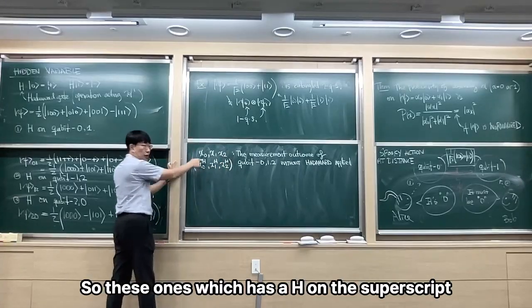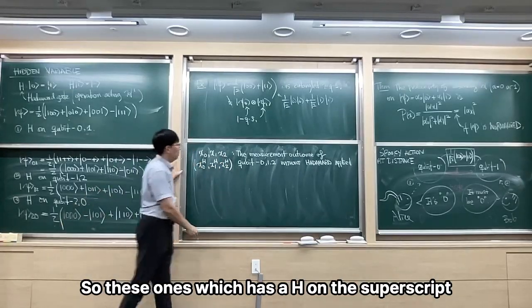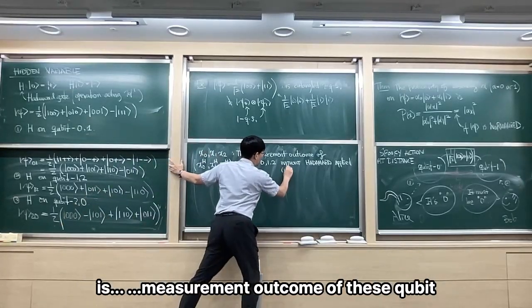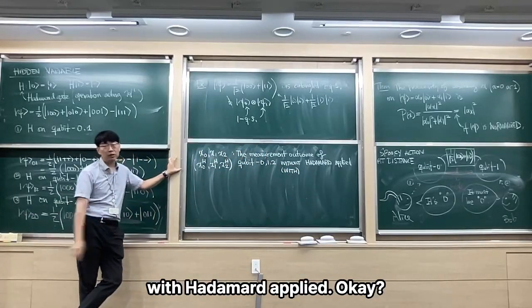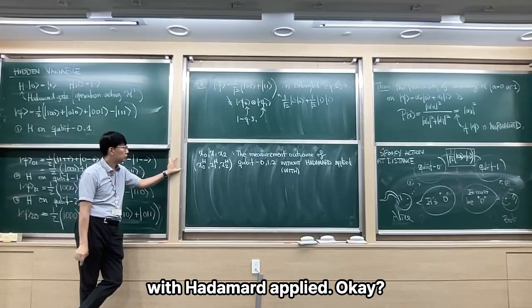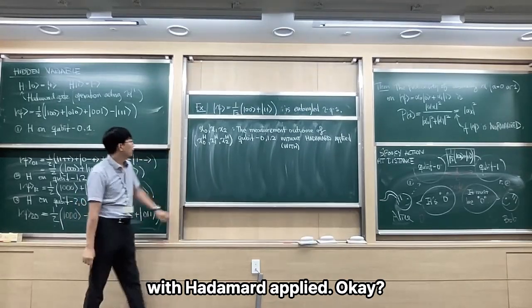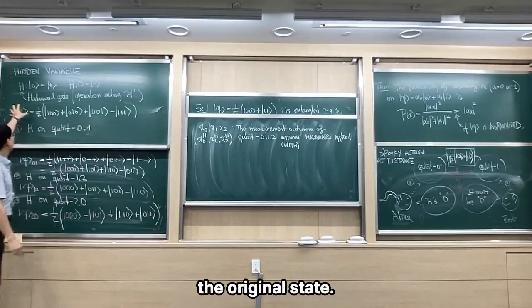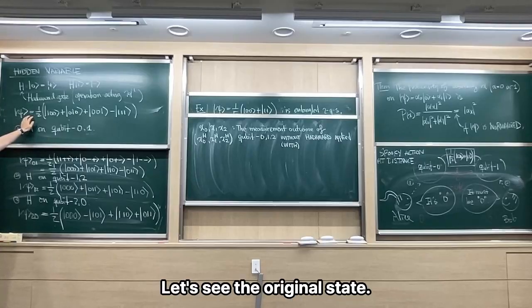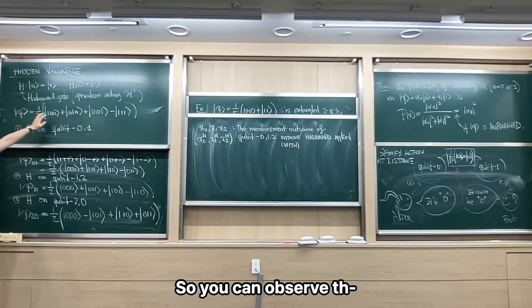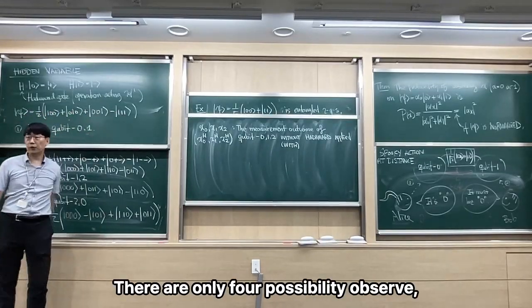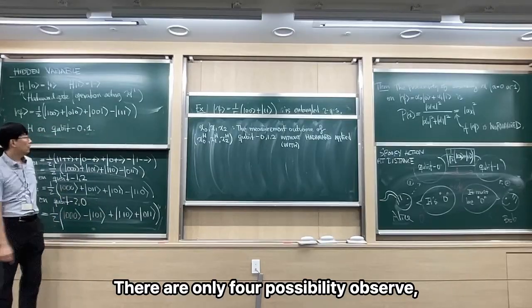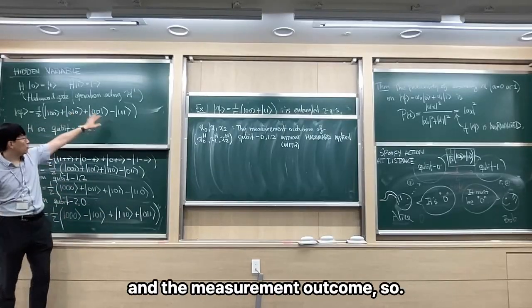So this one, which has an h on the superscript, is the measurement outcome of these qubits with the Hadamard applied. Okay? So let's look at the first one, the original state. You can observe either this or this or this or this. There are only 4 possibilities to observe for the quantum state and the measurement outcome.